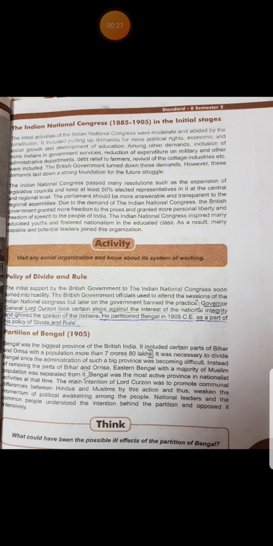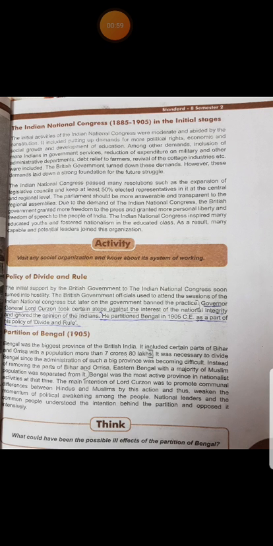So open page number 17. The Indian National Congress, 1885-1905. In the initial stages, the activities of the Indian National Congress were moderate and abided by the Constitution. It included putting up demands for more political rights, economic and social growth, and development of education.